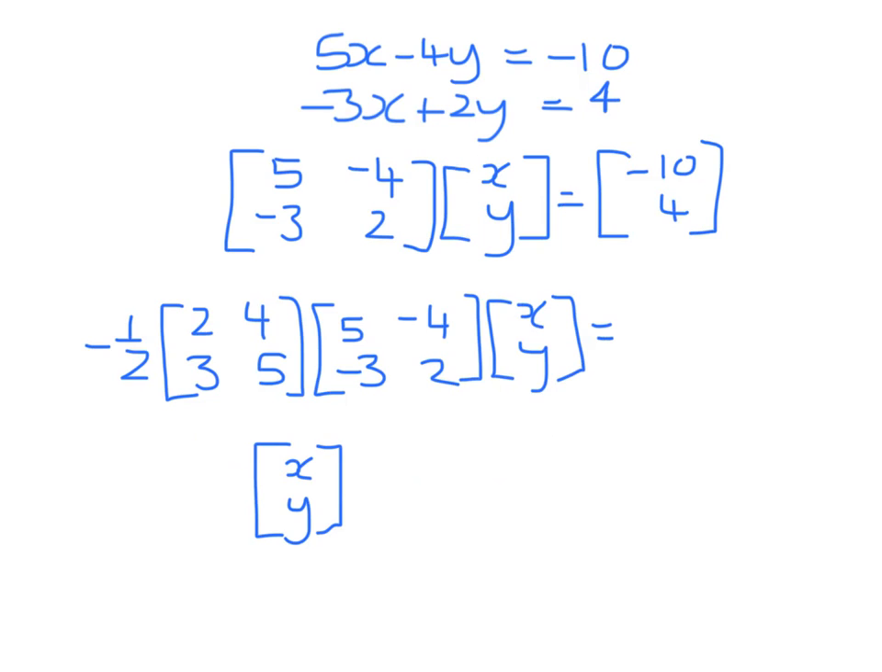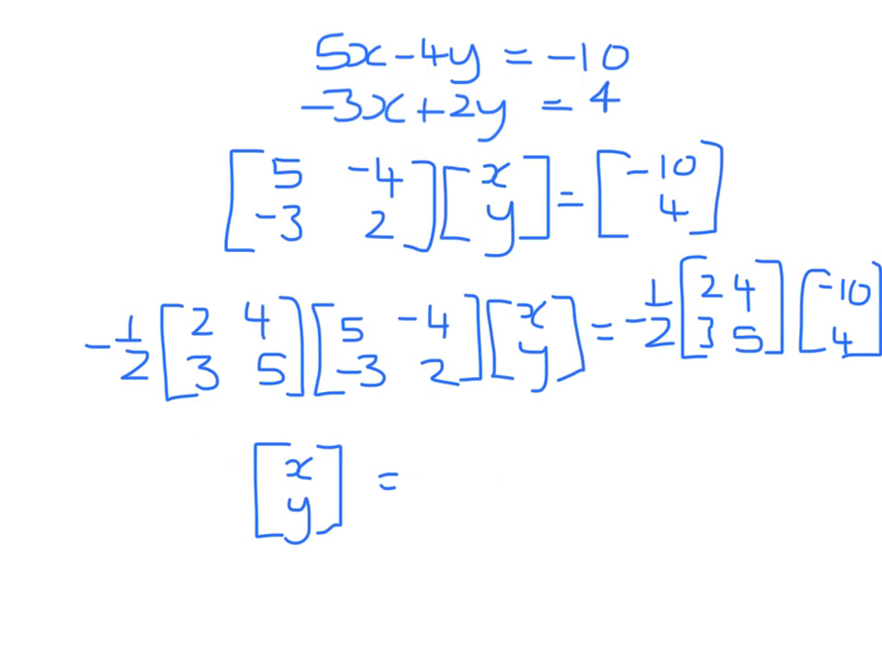Now, we've got to be careful on the right. Because the matrix is on the left, it must also be on the left-hand side of the minus 10, 4. So that gives us that x, y is minus 1/2 times the matrix 2, 3, 4, 5, times minus 10, 4.